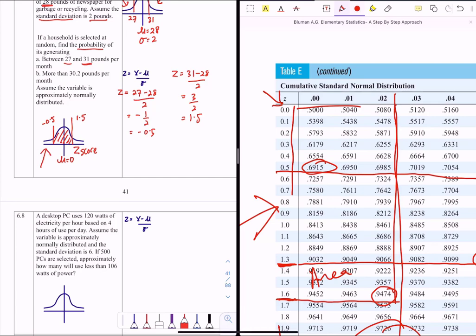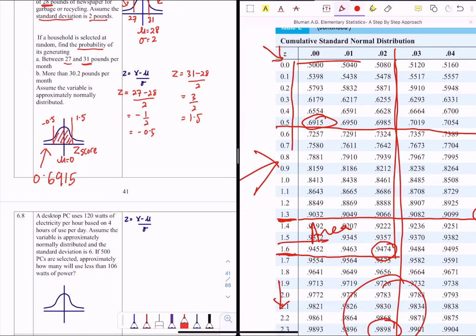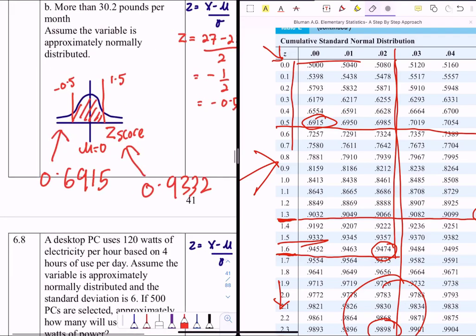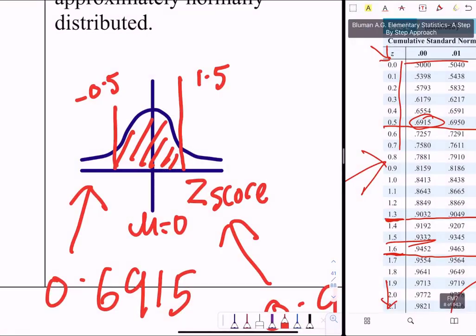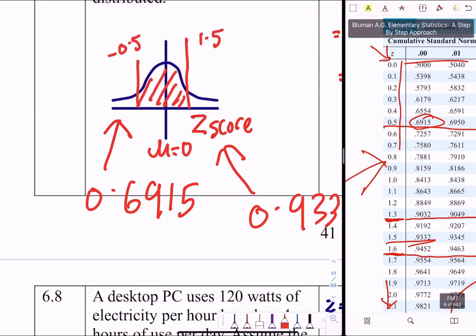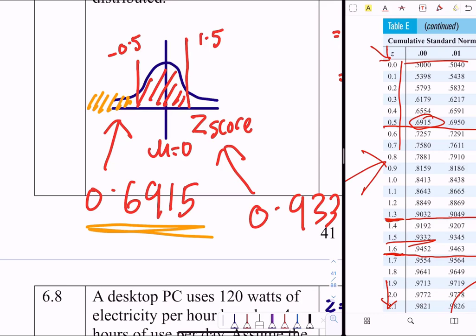So for this one, 0.6915. Then we have 1.5 here, 0.9332. Okay, 0.9332. But you have to look here, this information is not correct. You need to check it back. Because this area must be from the left, it cannot be 0.6915, because it must be less than 0.5.